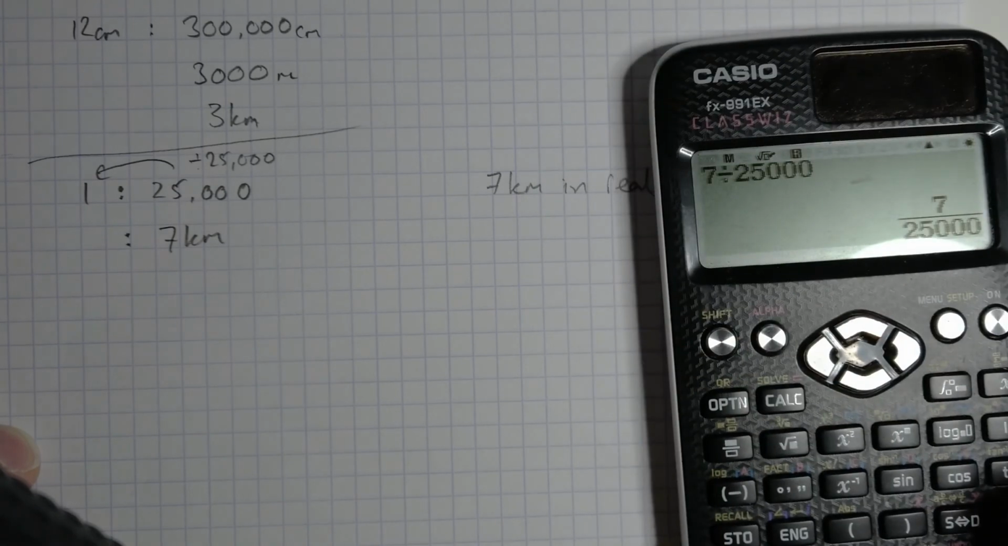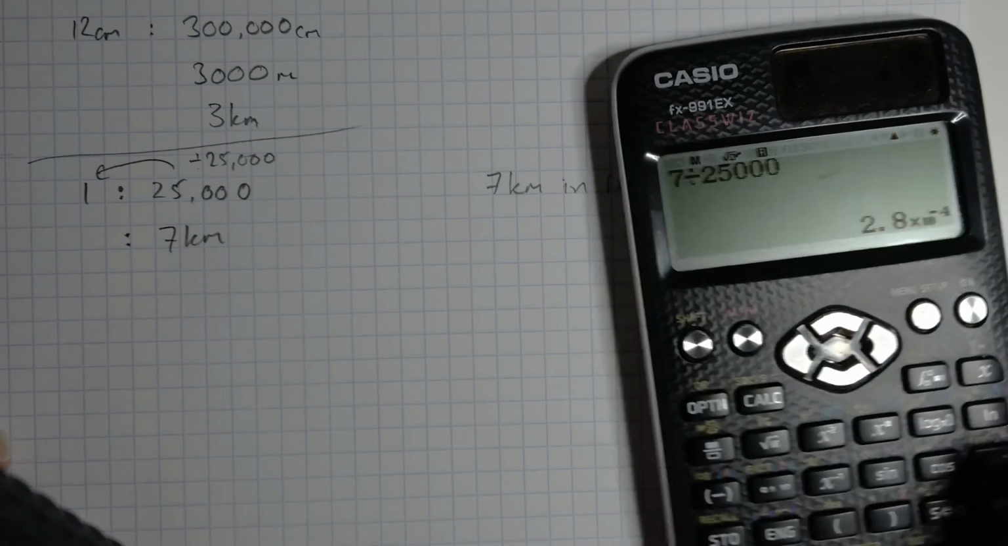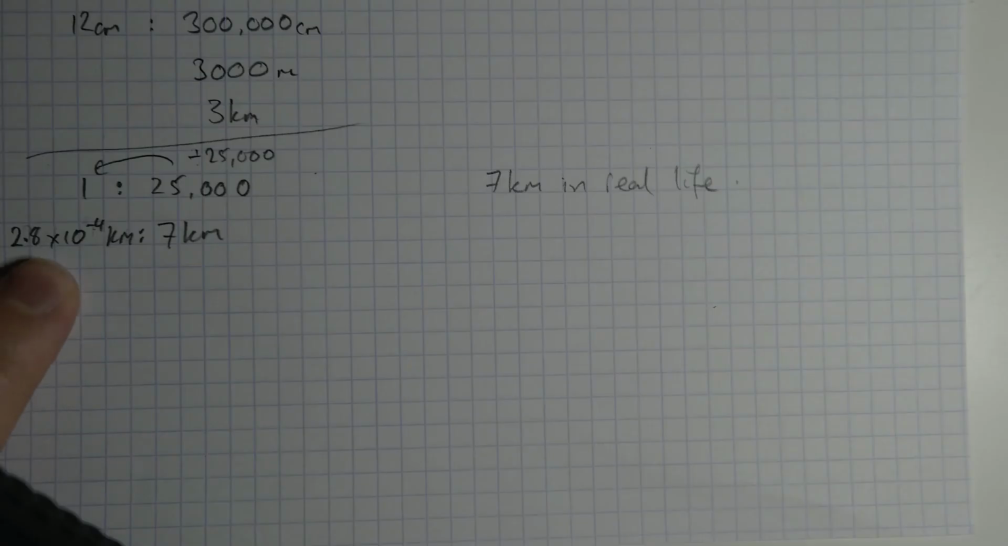25,000 gives me initially this fractional answer, or there's that one, the 2.8 times 10 to the minus 4 answer. So 2.8 times 10 to the minus 4 kilometres on the map. That's just another way of saying 0.00028. So it's like a really small number, basically. It's just another way of saying that. But that's in kilometres. So although it is the right answer, it's a bit daft to talk about the kilometres when you've got just something on a map which is small.